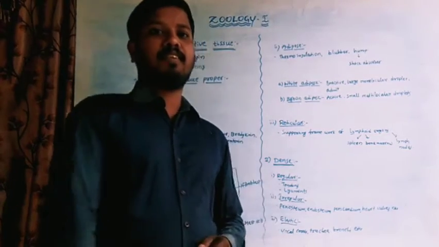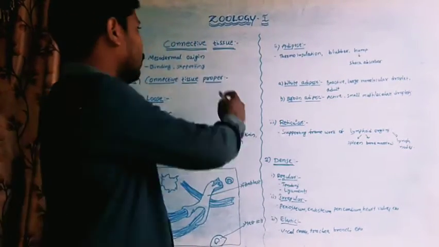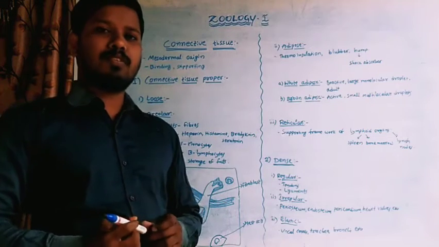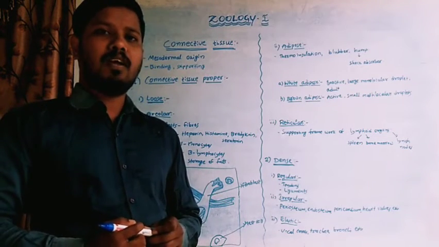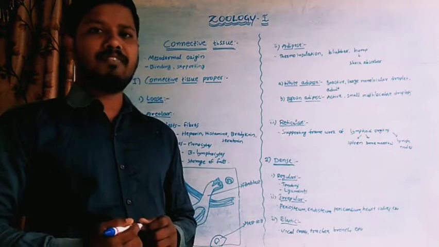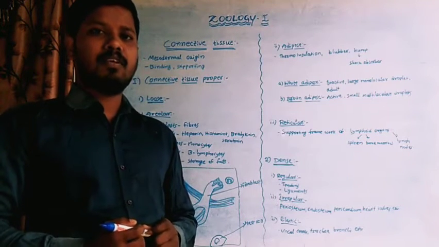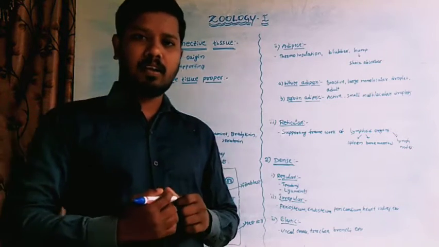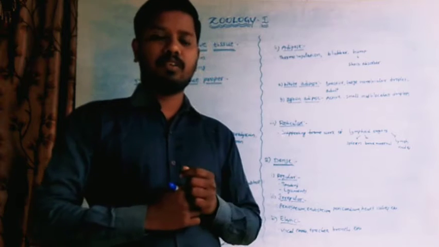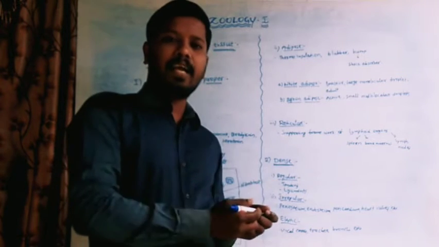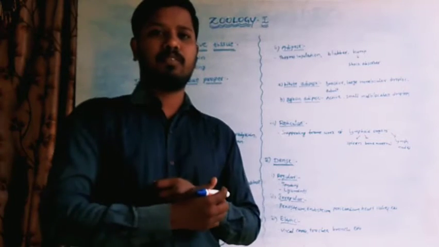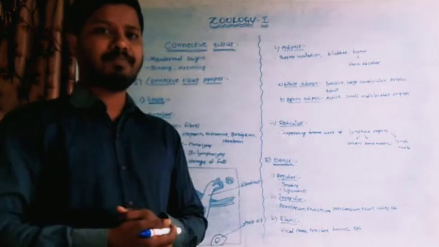Dear students, in this session I am going to explain about the connective tissues. Connective tissues are found abundantly almost all over the body of organisms. These are of mesodermal origin. The function of connective tissues is the binding and supporting of tissues to other tissues or organs.